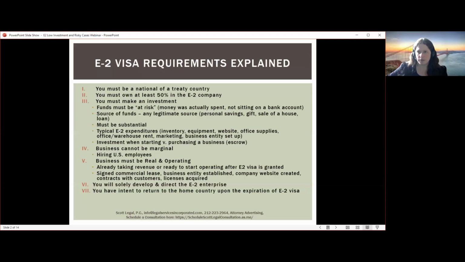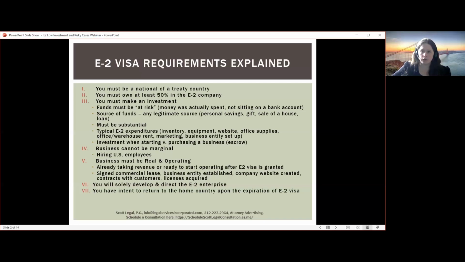For this investment, you also need to show the source of the money to prove that it came from a legitimate source and not from any illicit or criminal activities. Different sources can work. For example, it can be personal savings from employment. You can also receive the funds through a gift. You could sell some property. Loans will work as well, although the loans cannot be business loans secured by the assets of the E2 company.